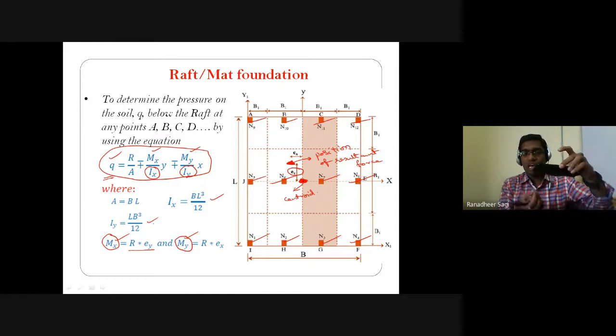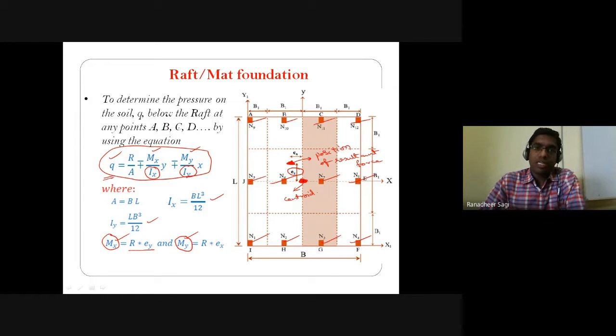So if I want to calculate how much stress is getting transferred through this particular portion of the raft onto the soil, how much stress is getting developed, I'll understand where that point is from the centroid of the raft, at what distance in the x direction and in the y direction, and accordingly substitute into the expression to get the stress induced from the footing onto the soil below that raft. That's how you calculate the pressure transferred or distributed from the raft onto the soil because of the resultant force you have calculated.